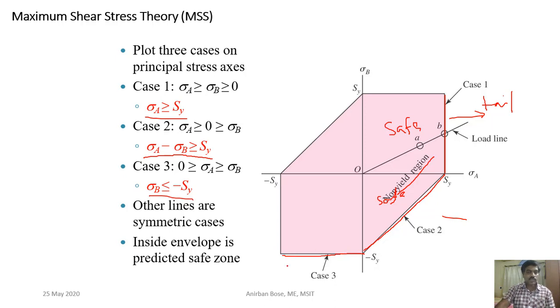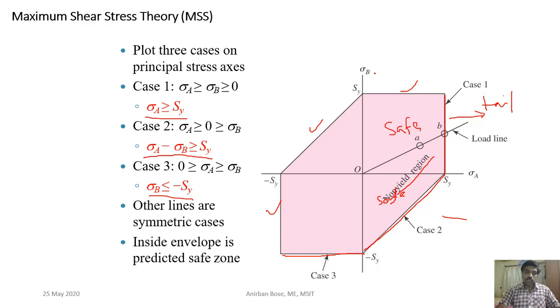Now the situation will be just reversed. If sigma B is greater than sigma A, then you will get the other curves on the other three quadrants. Okay, so this is the boundary within which, if the principal stresses lie, the material will be safe, and outside it will not be safe.